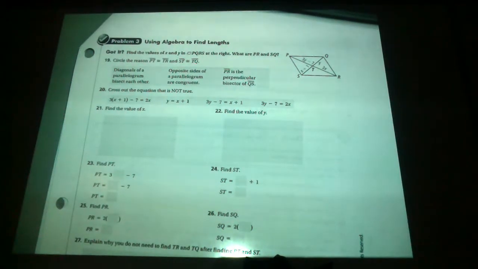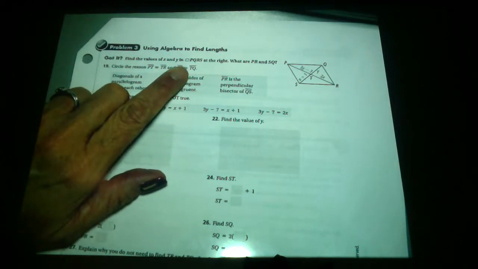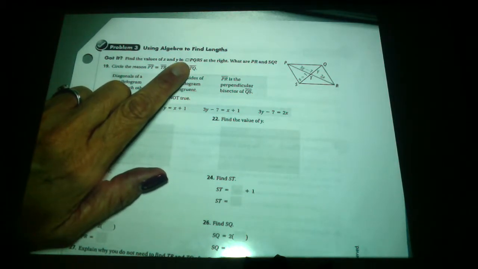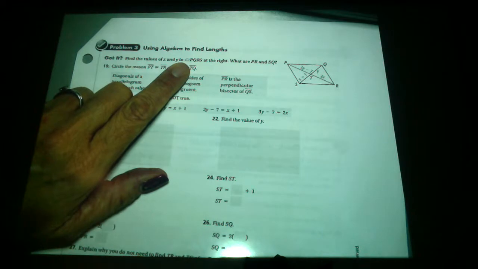All right, so let's finish up 6-2 and look at example 3. We are to find the values of x and y in, they're using this symbol for parallelogram. I kind of prefer you not to. I mean, if you're going to use it, then that's the only thing you can use that symbol for.